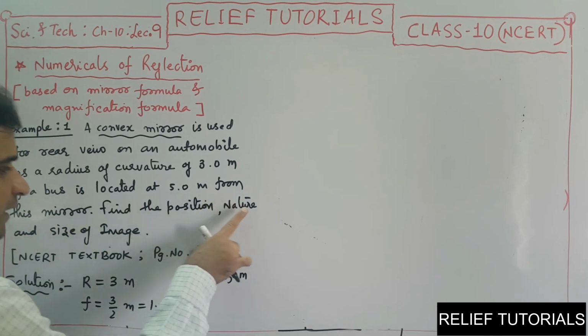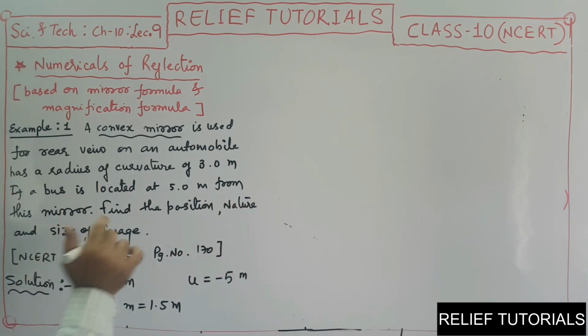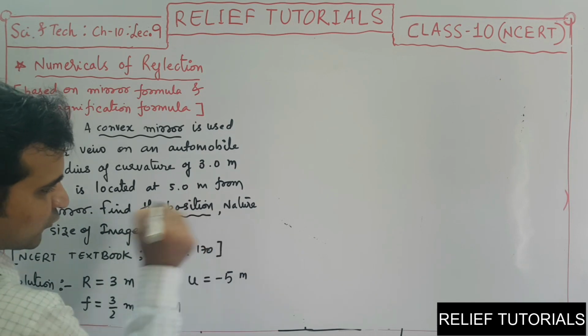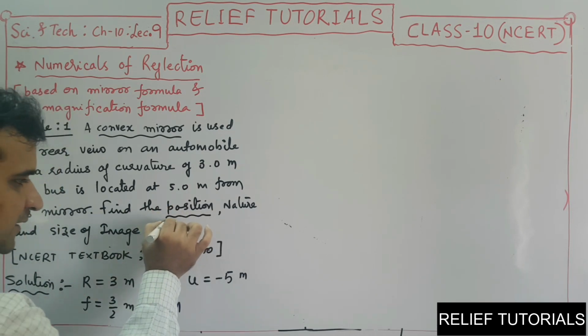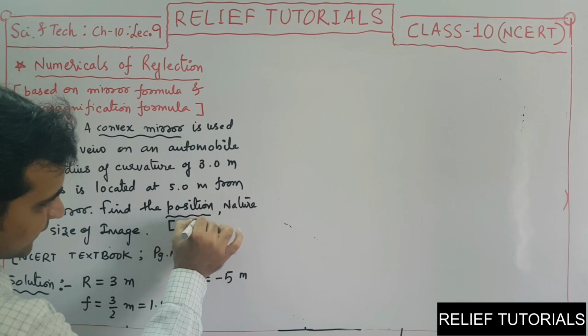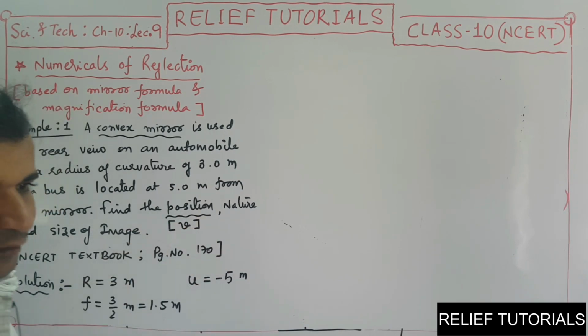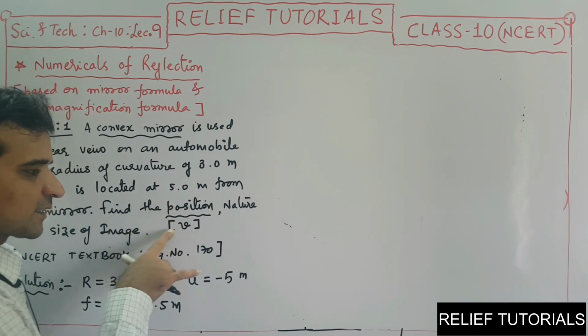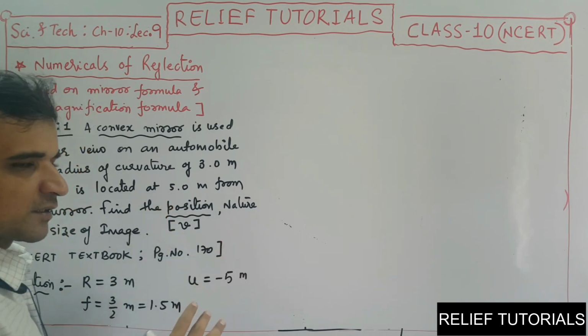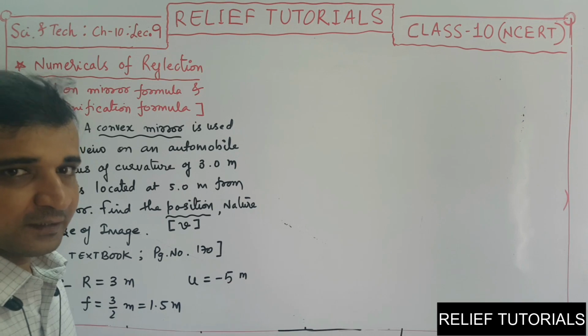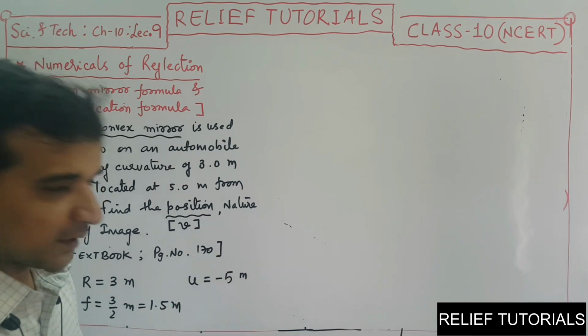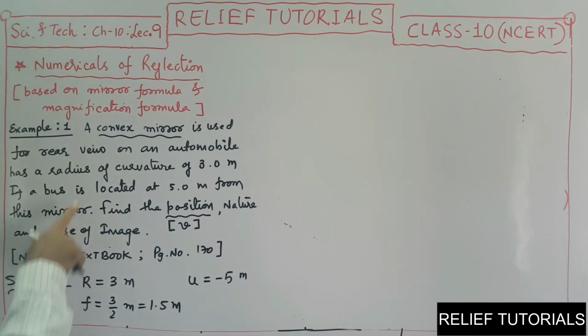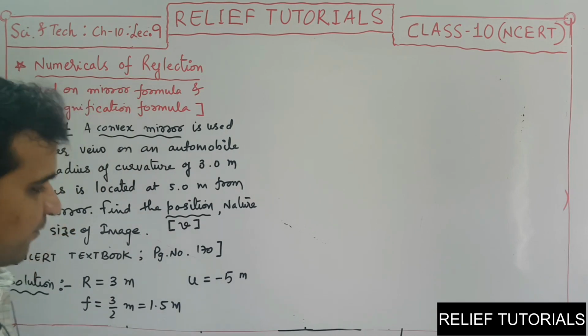Find the position, nature and size. See here, what do you mean by position? Position means they are asking to find V. Remember, whenever you see such type of numericals in exam, position means they are asking to find V. Nature means whether they are real and inverted, or virtual and direct. And size you can find with the help of magnification formula.